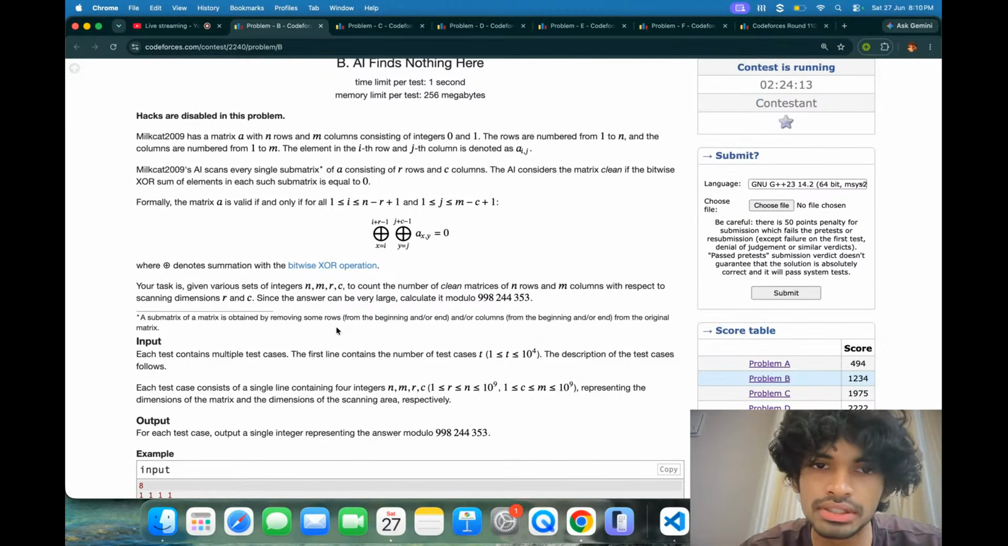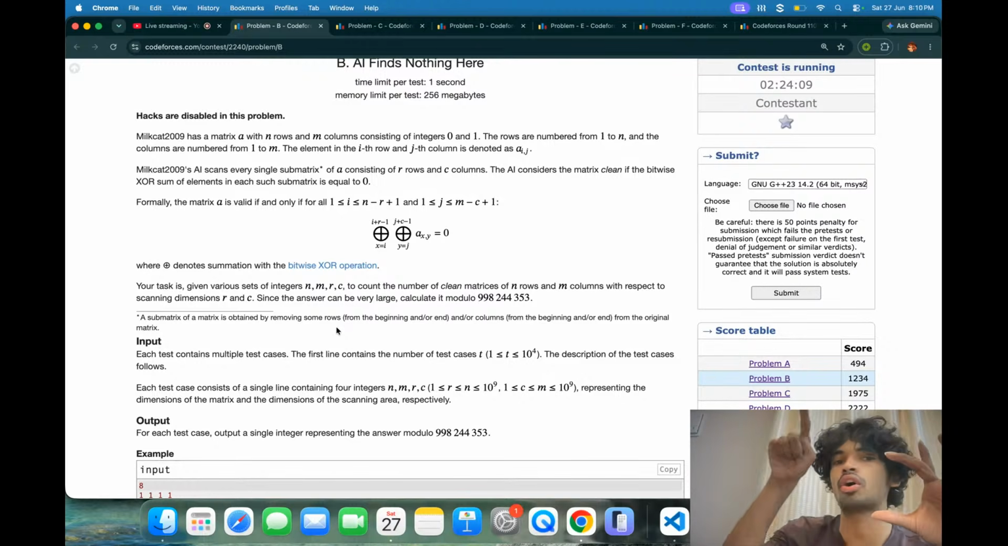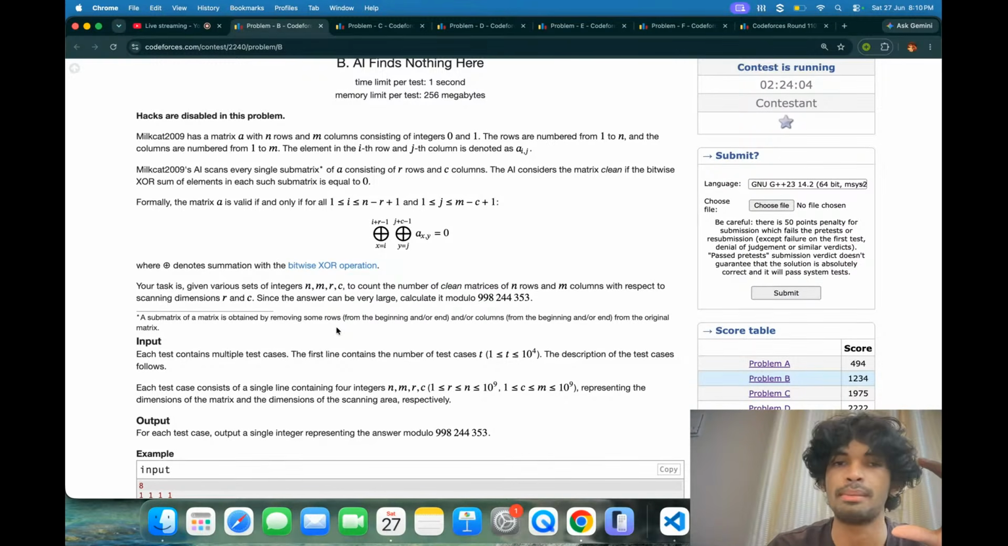Maybe it is all about the first R by C being 0 and all the columns and all the rows from there following some property. Maybe it's about that, right?